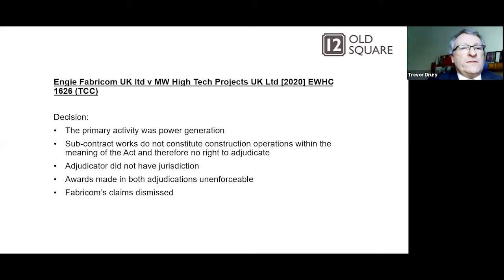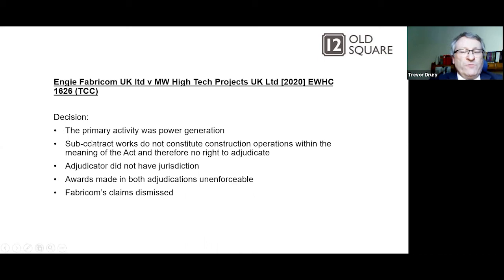So the decision of the judge: he decided that the primary activity was in fact power generation. The subcontract works do not constitute construction operations within the meaning of the Act, and therefore there was no right to adjudicate. The adjudicator did not have jurisdiction, and awards made in both adjudications were therefore unenforceable. So Fabricon's claims were dismissed.